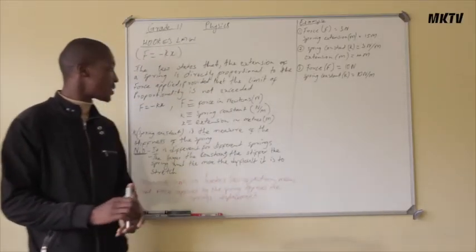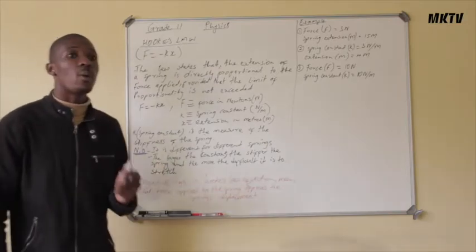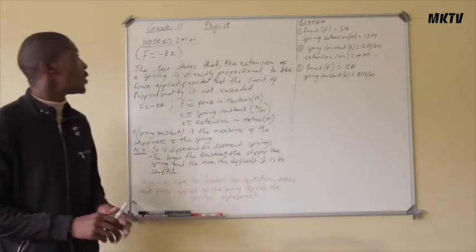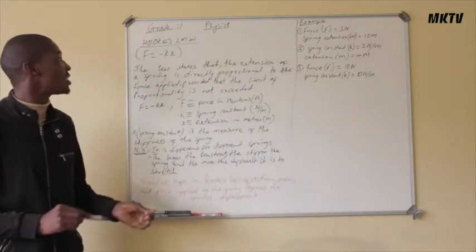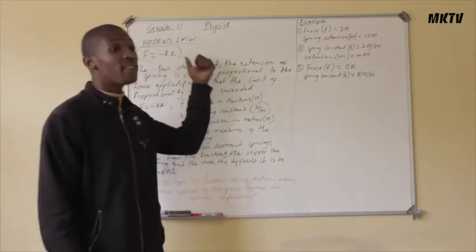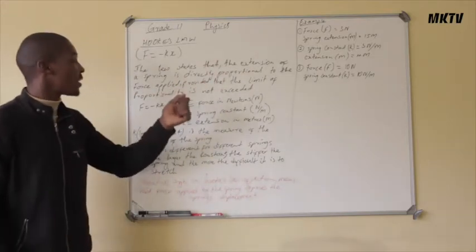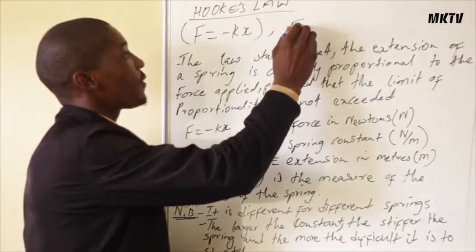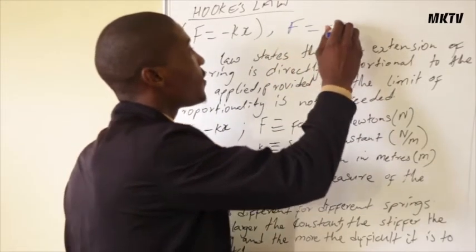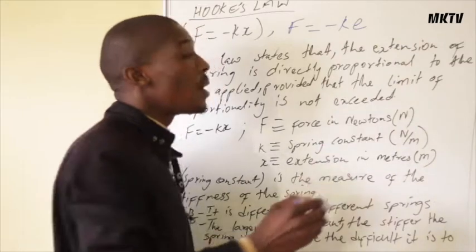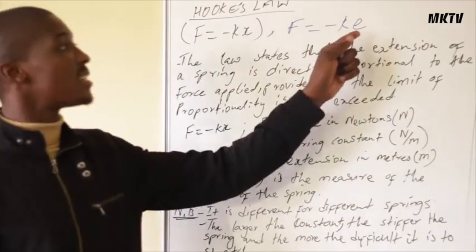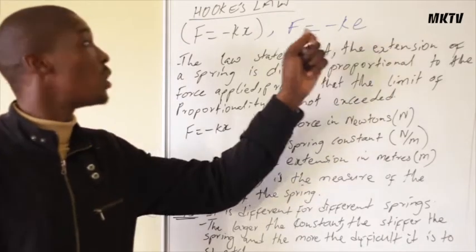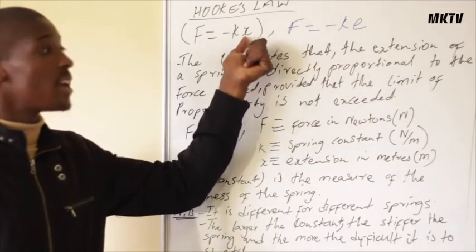in physics. But you should be aware that in other books, while reading, you might find that the equation is written in a different form from the one we have written. For example, we could have F equals negative ke. This time the e in the equation is the extension, because we have not used x.